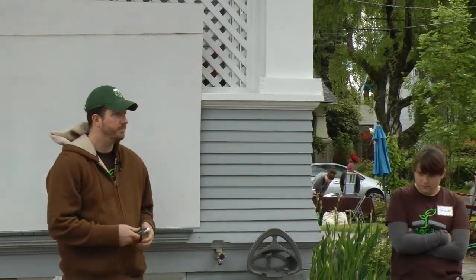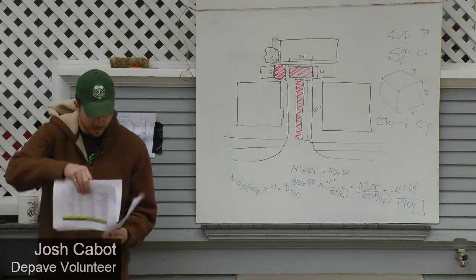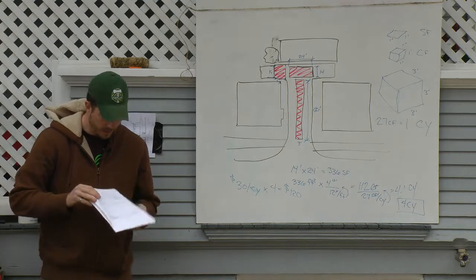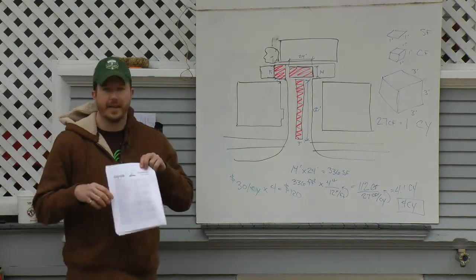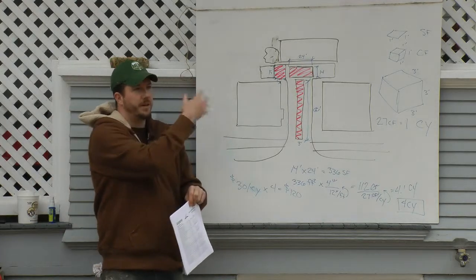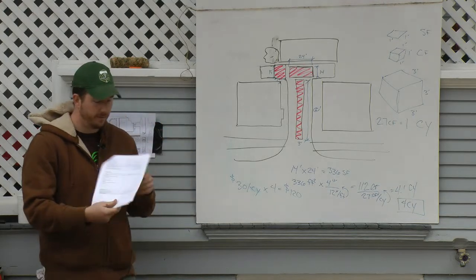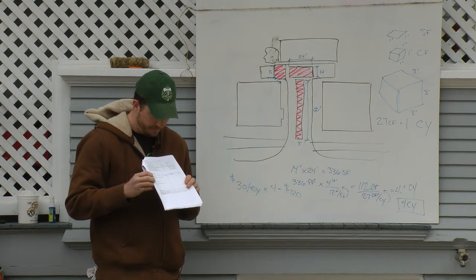All right, so the next part of the agenda was to talk about estimating and budgeting for your site. The front part was all about quantity, and that's what this phase was, just identifying how much stuff you need, and then once you have the amount of stuff, from there you can start to actually do your pricing.